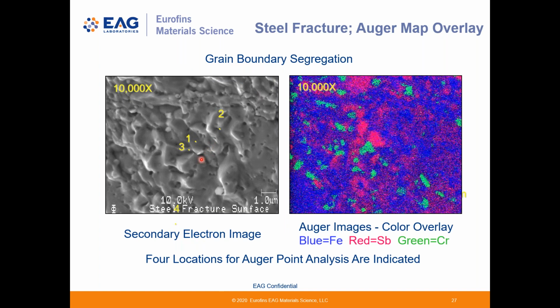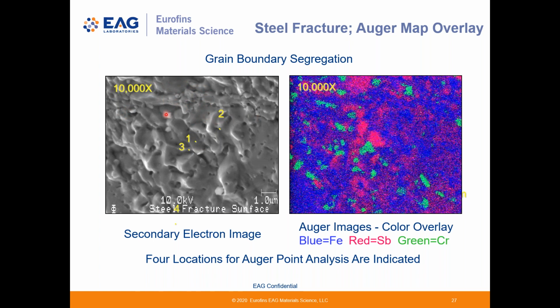Now here we show a high magnification SEM image and a corresponding Auger map overlay. So in this case, we've chosen blue for iron, red for antimony, and green for chromium. Just a reminder, Auger maps are just figures that display relative elemental peak intensities at points that correspond to the SEM image shown here at the left.